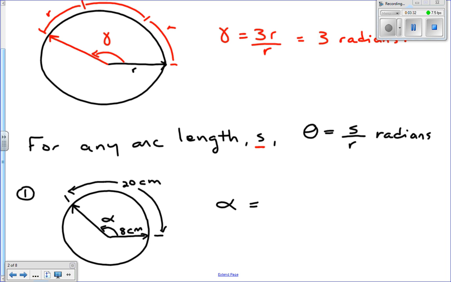In this example, question 1 here, I've got the angle theta in my circle. I've been given that the radius is 8 centimeters. The length of the arc made by that angle, S, is 20 centimeters. So my angle is going to be 20 centimeters over 8 centimeters, which gives me 2.5 radians.